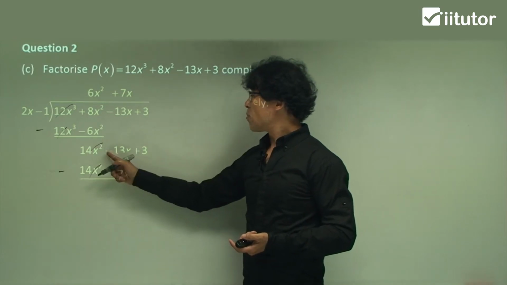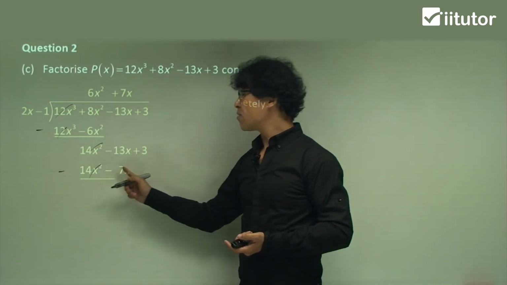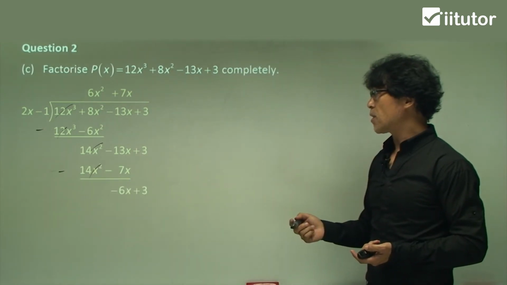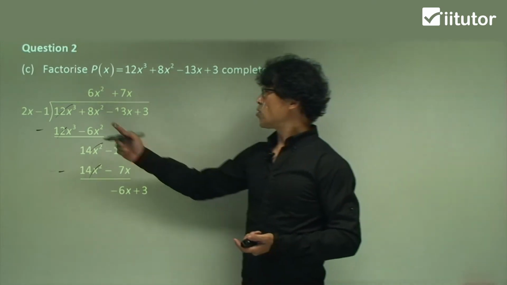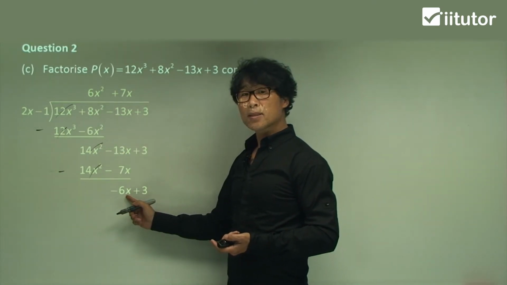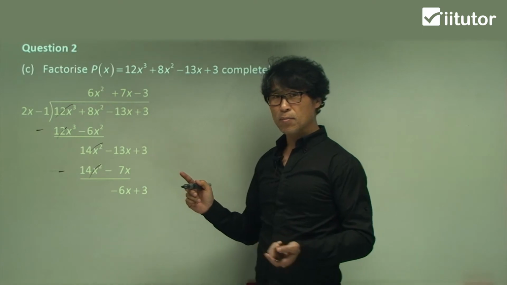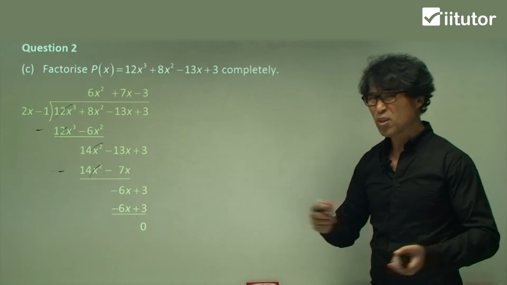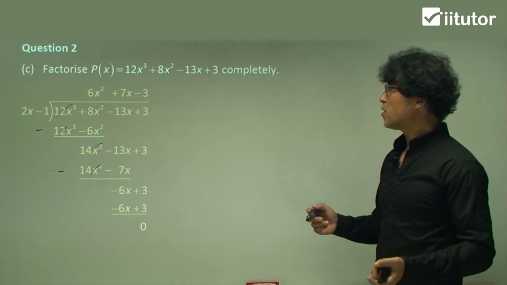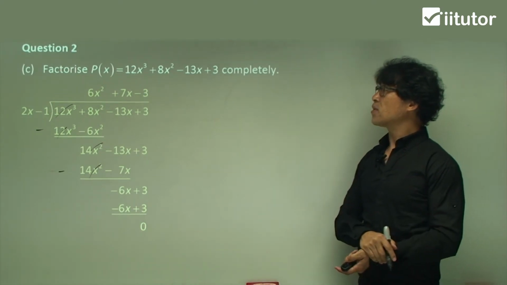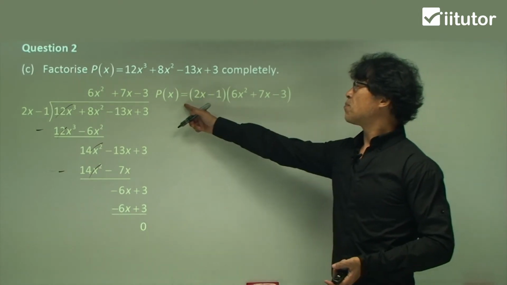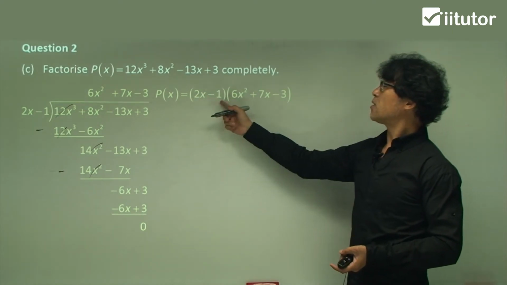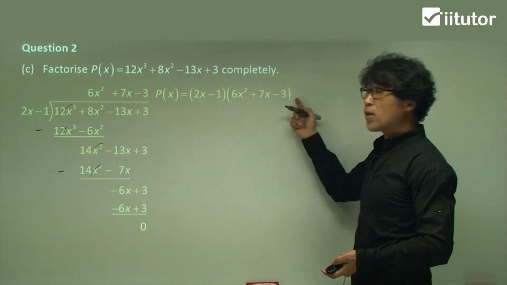It's gone. Negative 13 minus negative 7 is negative 13 plus 7, which is negative 6x plus 3. Then 2x times what is negative 6x, which is negative 3. So multiply them, subtract them. We conclude the remainder equals 0 because 2x minus 1 is also a factor. Now we find the complete factorization. Write the polynomial as this times that, and then we can factorize this further.